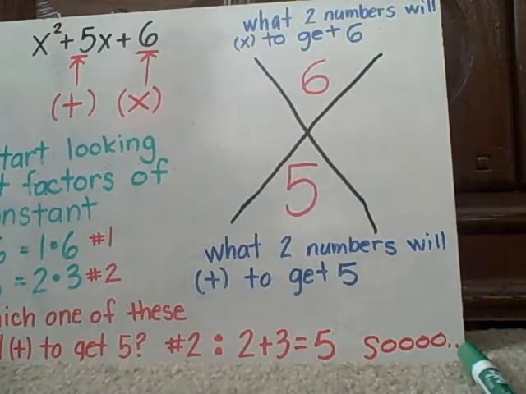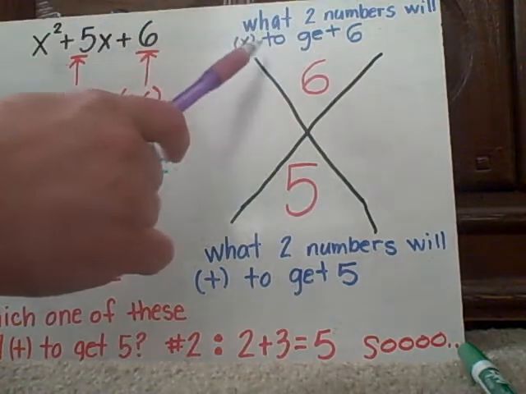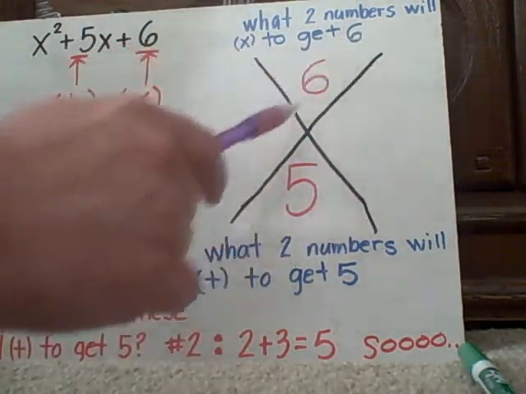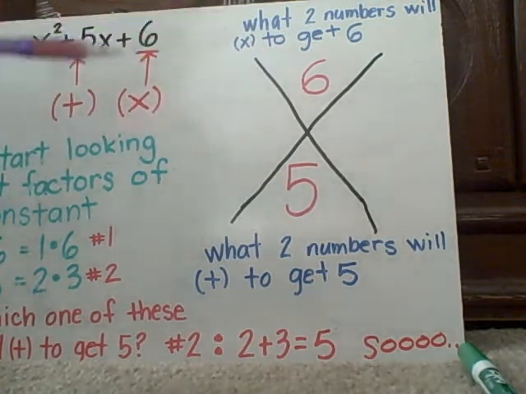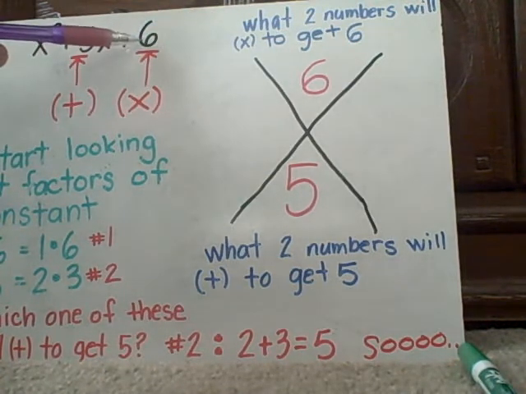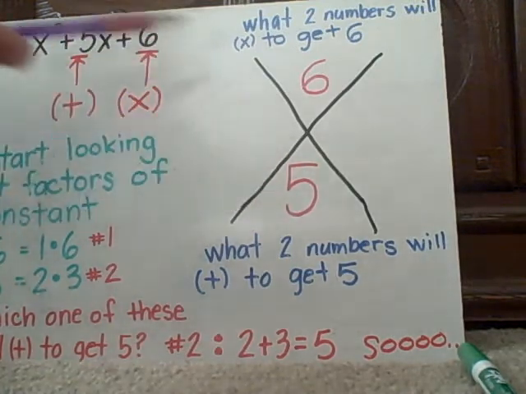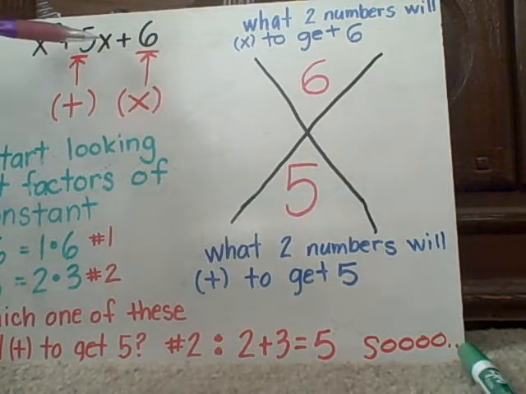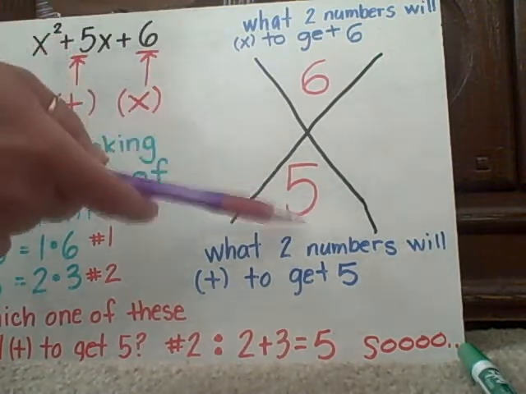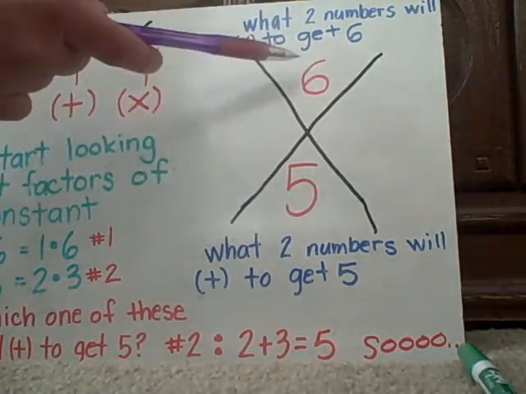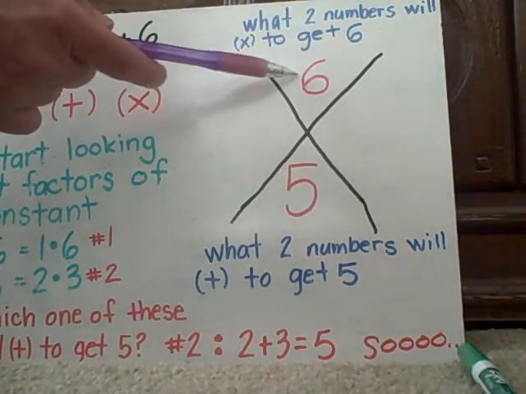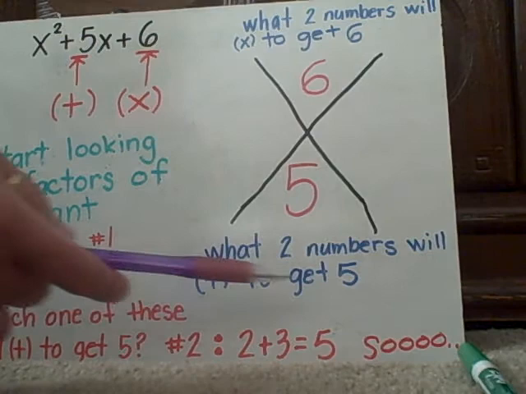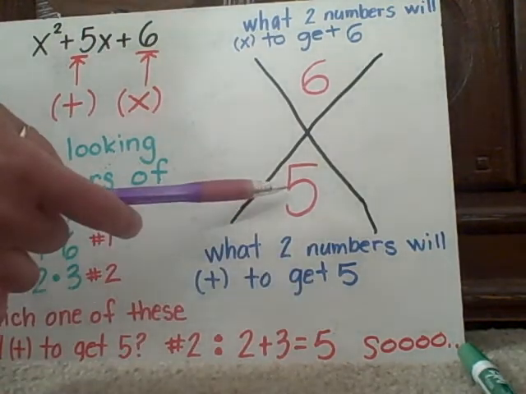The first example that we'll look at is x squared plus 5x plus 6. What we do is we set up this big X. In the top of the X, we put the back number, the constant. In the bottom part, we put the middle term that goes with the x. And we have to play around with these two numbers. We ask ourselves, what two things multiply to get 6, and what two numbers add to get 5?